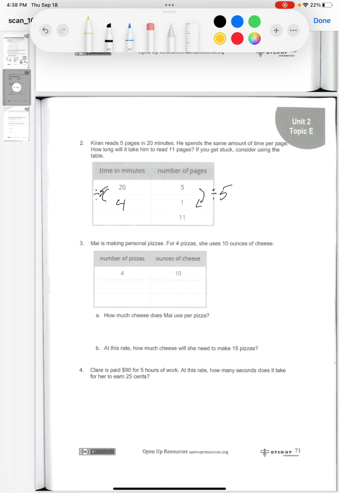Well, to get from 1 to 11, we multiply by 11. So we do 4 times 11. And we get 44. And so, how long will it take him to read 11 pages? 44 minutes. Okay, so we're finding out how much for one and then multiplying to what we need.